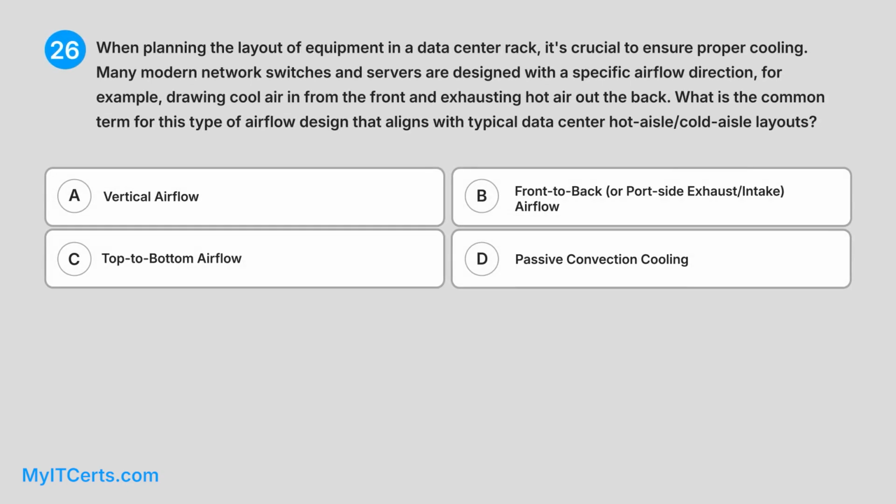26. When planning the layout of equipment in a data center rack, it's crucial to ensure proper cooling. Many modern network switches and servers are designed with a specific airflow direction. For example, drawing cool air in from the front and exhausting hot air out the back. What is the common term for this type of airflow design that aligns with typical data center hot aisle, cold aisle layouts? A. Vertical airflow. B. Front to back or port side exhaust intake airflow. C. Top to bottom airflow. D. Passive convection cooling.